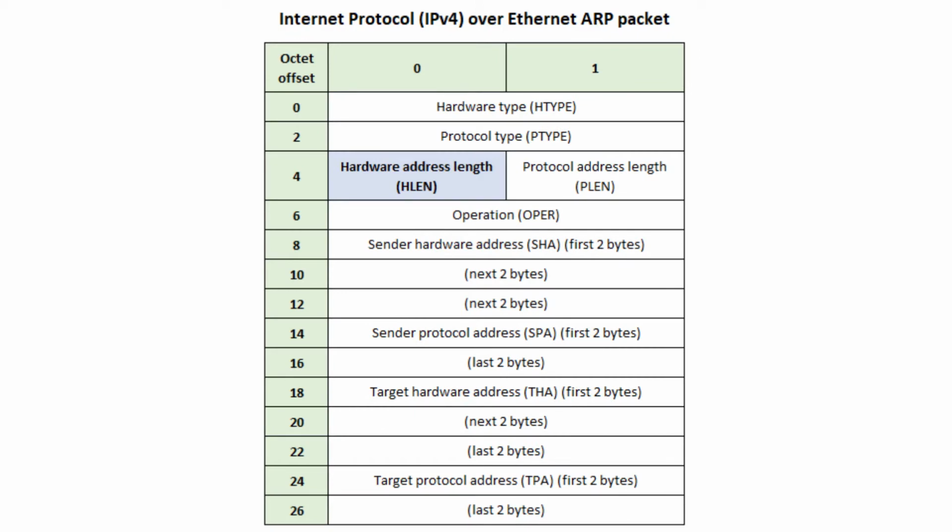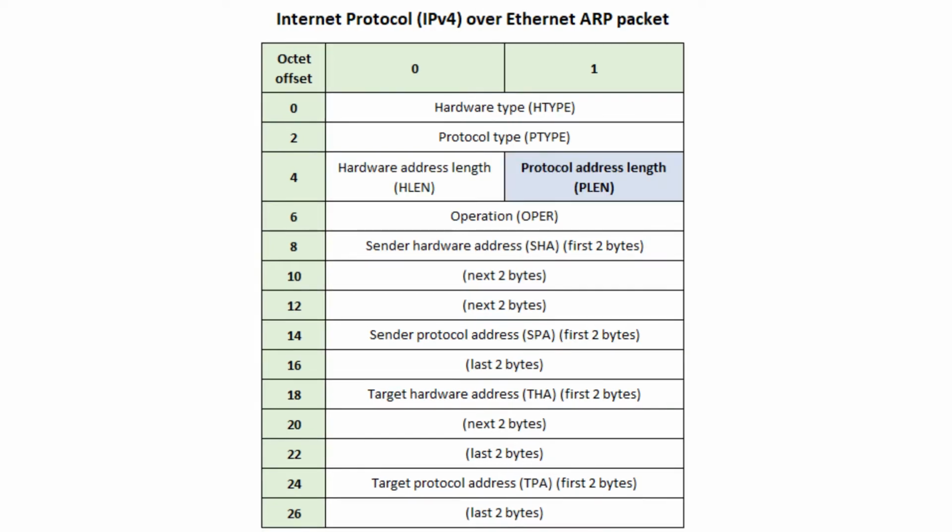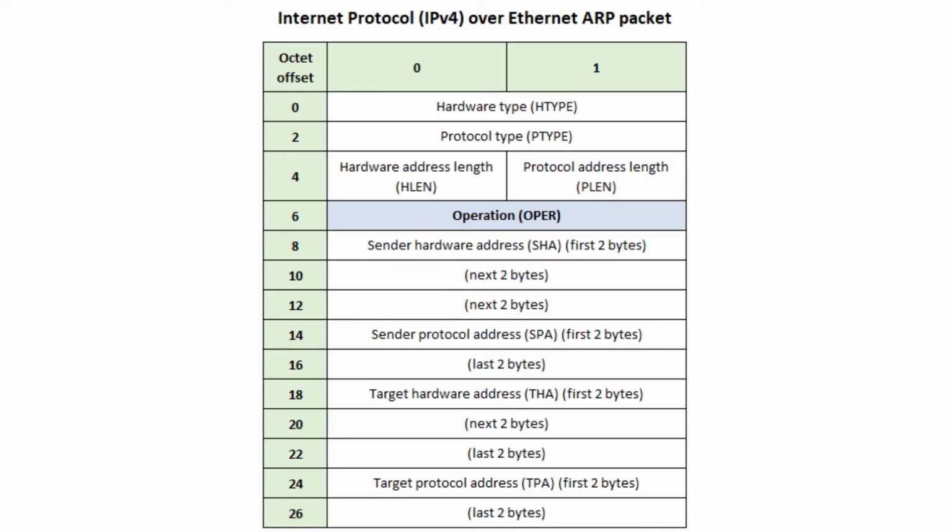Hardware length, H-len. Length in octets of a hardware address. Ethernet address length is 6. Protocol length, P-len. Length in octets of internetwork addresses. The internetwork protocol is specified in P-type. Example, IPv4 address length is 4. Operation specifies the operation that the sender is performing. 1 for request, 2 for reply.